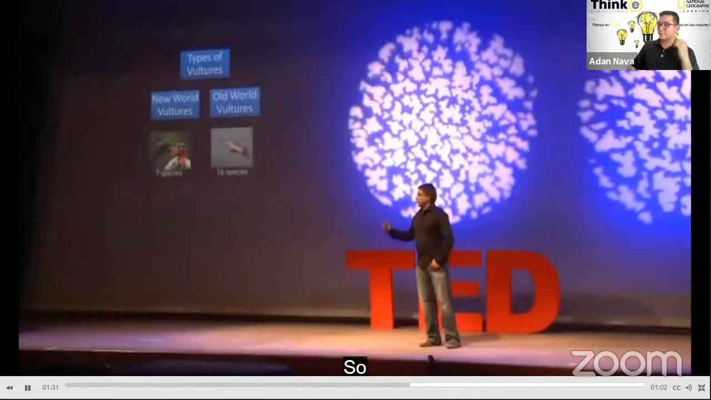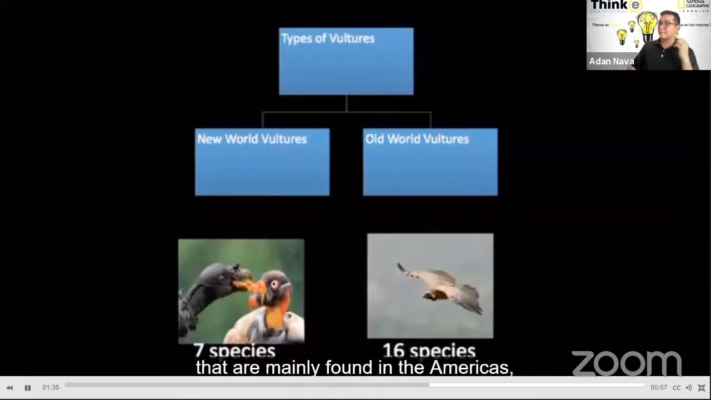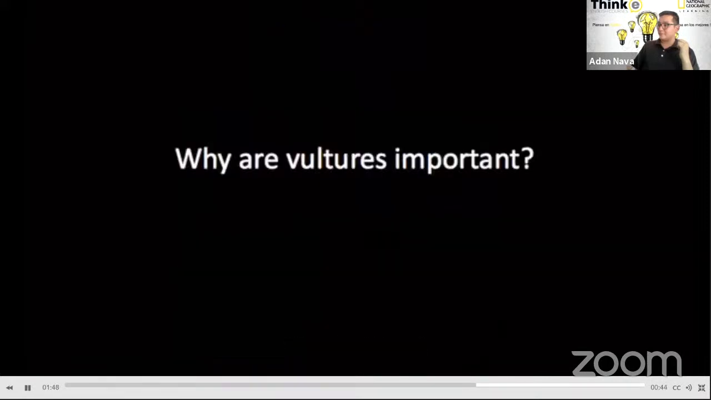So, there's two types of vultures on this planet. There are the New World vultures that are mainly found in the Americas, like the condors and the caracaras. And then the Old World vultures, where we have 16 species. From these 16, 11 of them are facing a high risk of extinction. So why are vultures important?